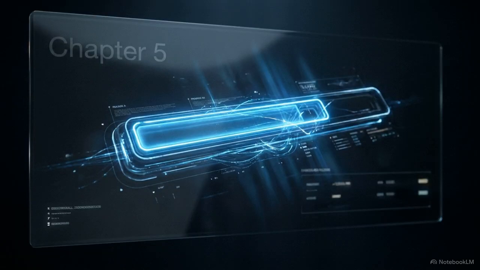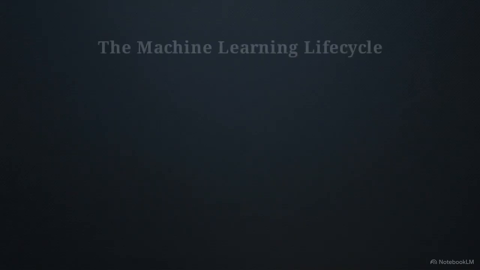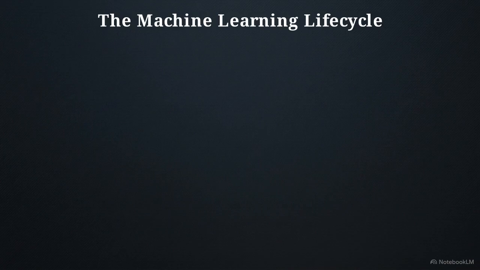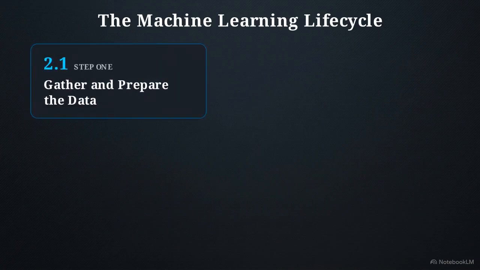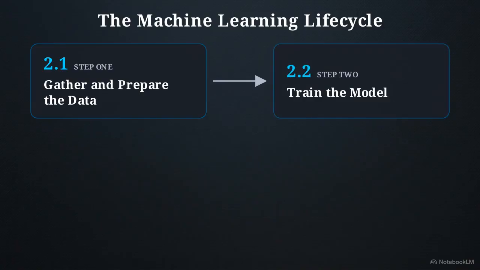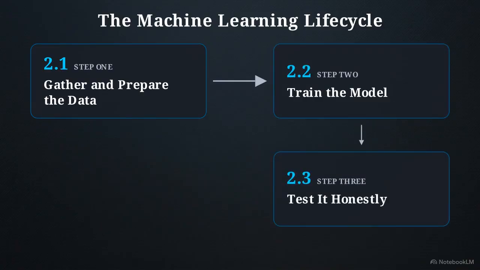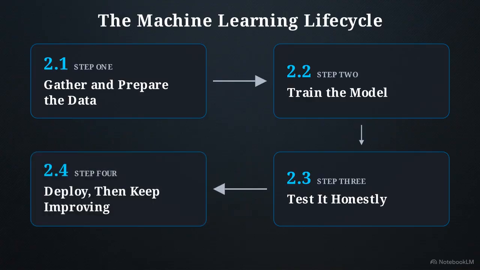We are unpacking Chapter 5, Machine Learning in Action. Specifically, we will cover Section 02, From Data to Decision, the Machine Learning Lifecycle. This lifecycle has 4 major steps. We will start with 2.1, Step 1, Gather and prepare the data. Then 2.2, Step 2, Train the model. Next is 2.3, Step 3, Test it honestly. Finally, 2.4, Step 4, Deploy, then keep improving.